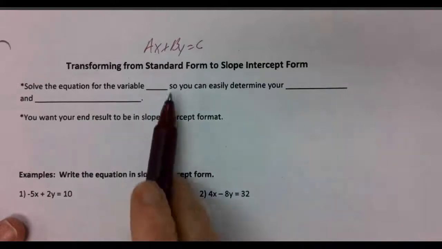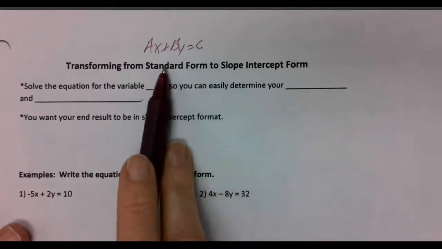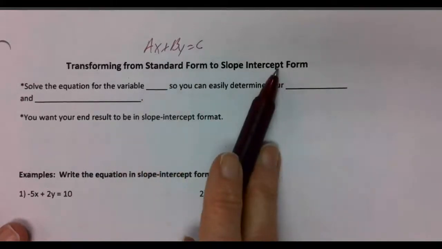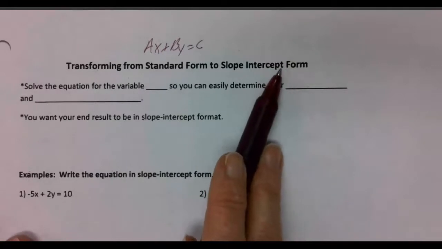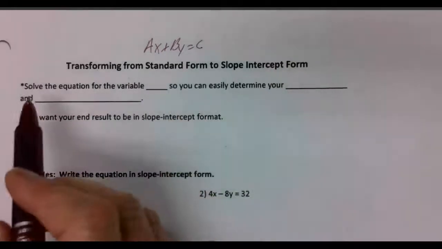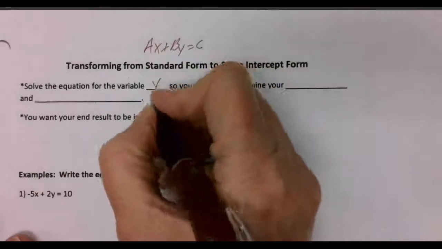So why would we want to do it? Well, a lot of times our equations come in standard form, but boy, is it so much easier to graph if we have it in slope-intercept form. So that's the reason we're going to convert it. So what we're going to do is we're going to solve the equation for the variable y.